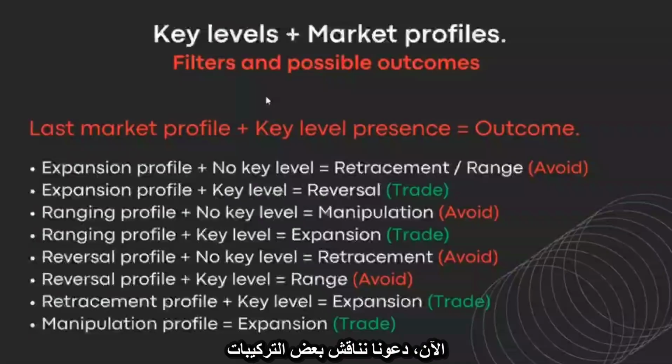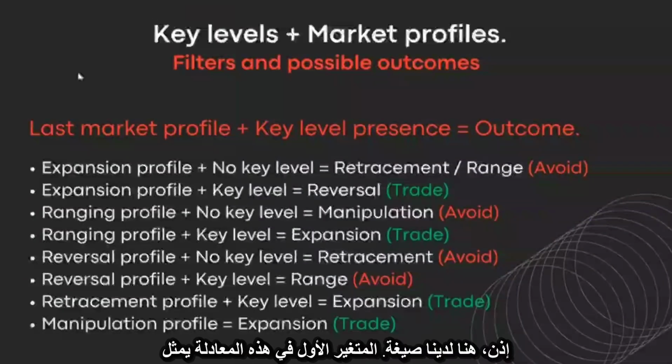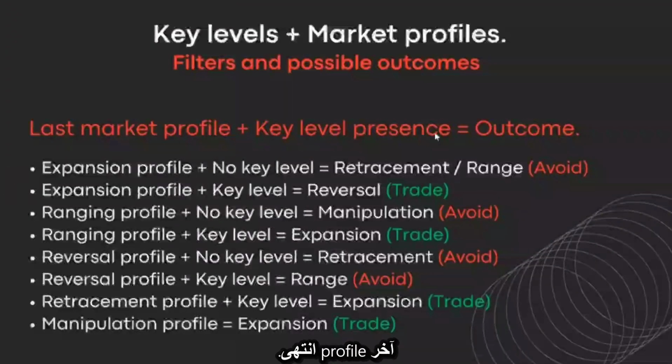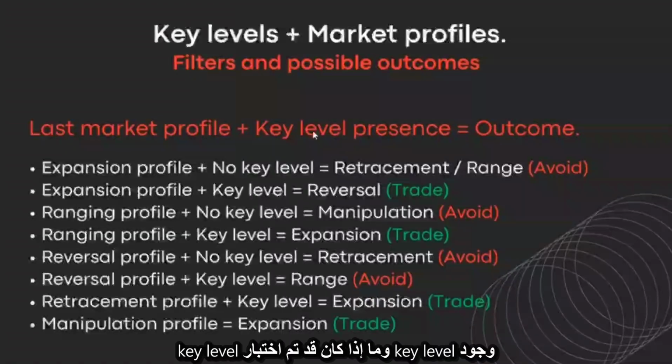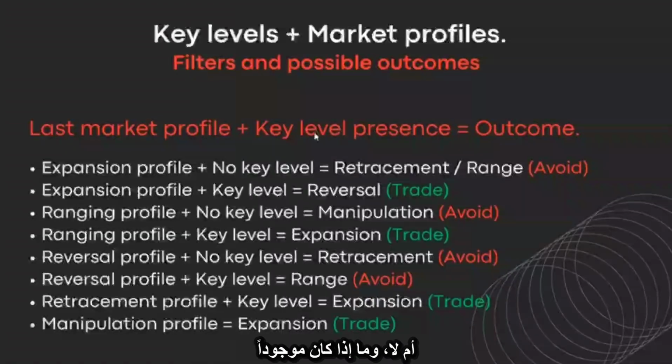Now let's discuss some combinations and outcomes of market profiles again, right? Here we've got a format. The first variable in this equation represents the last profile that has ended, and the second variable represents the presence of a key level and whether a key level has been tested or not, or whether it's present or not, right? Then combining them together gives us a possible outcome, which is the constant of this equation.